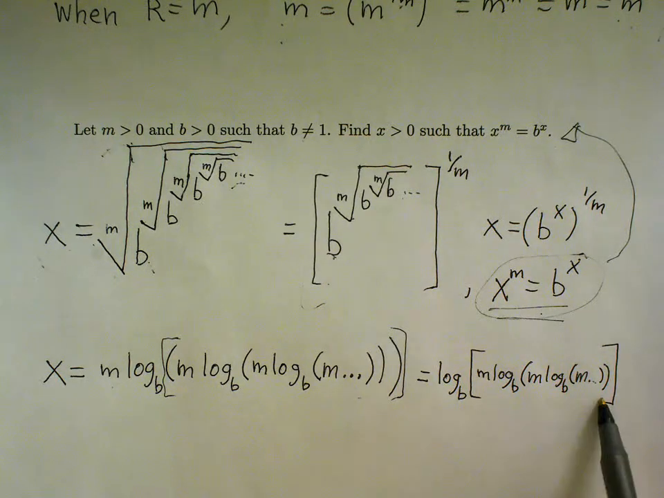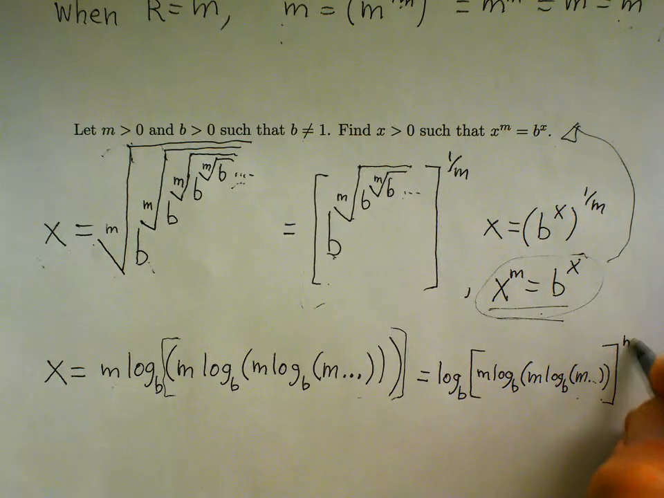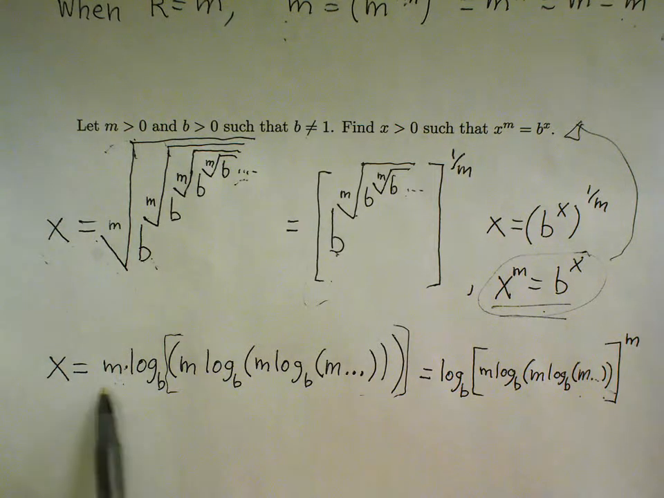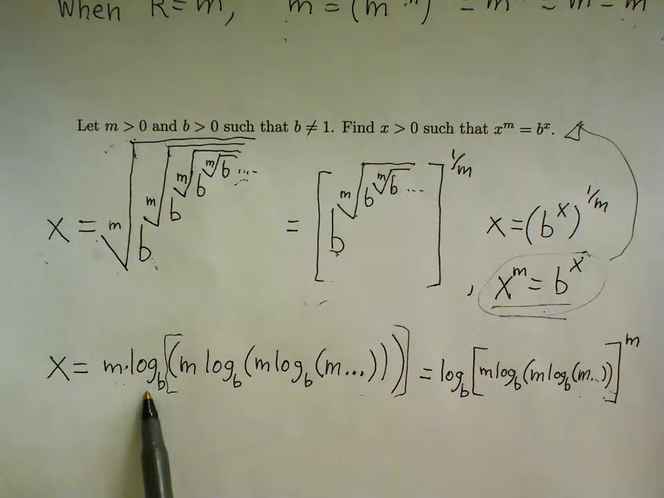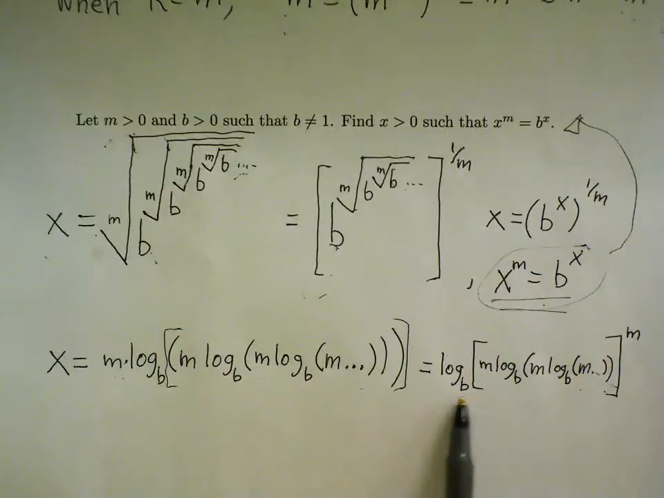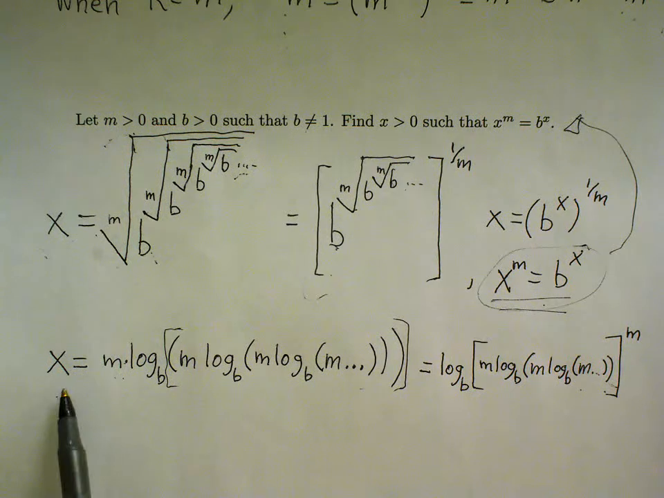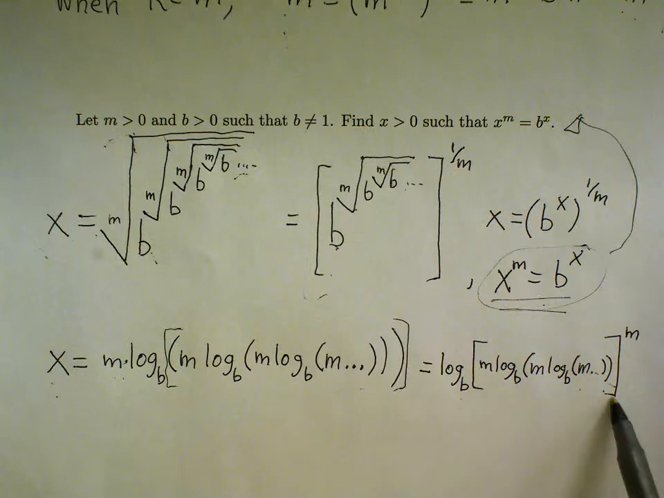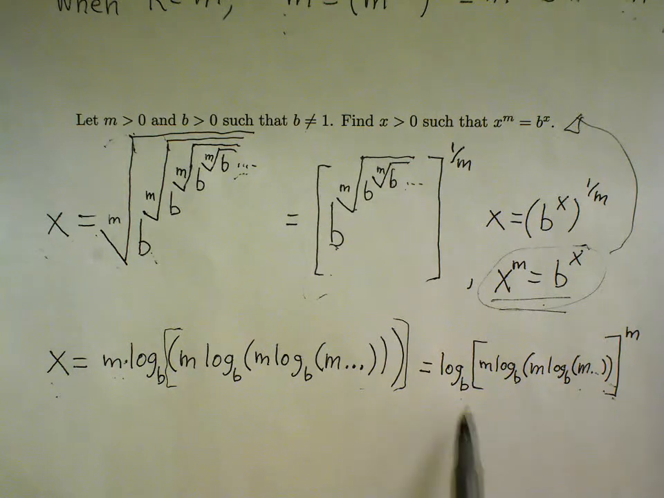And then the exponent on the argument is the number m. In the previous step, m was the coefficient of the base b logarithm, but using a property of logarithms, we can move m to the position of the exponent on the argument. And then using the definition of a logarithm, if x is equal to the base b logarithm of something, then b to the x, b raised to the power x, is equal to whatever that something is.